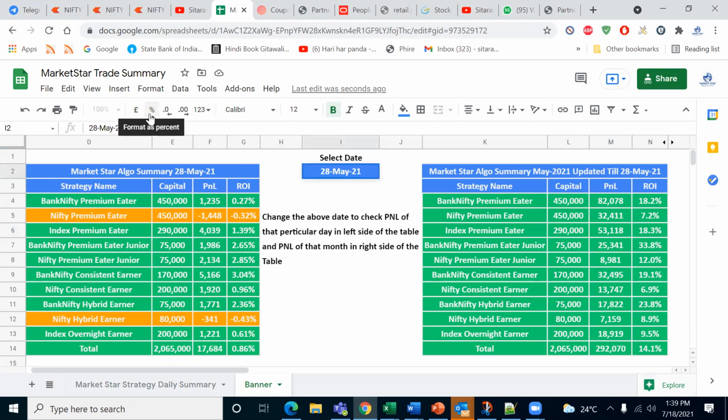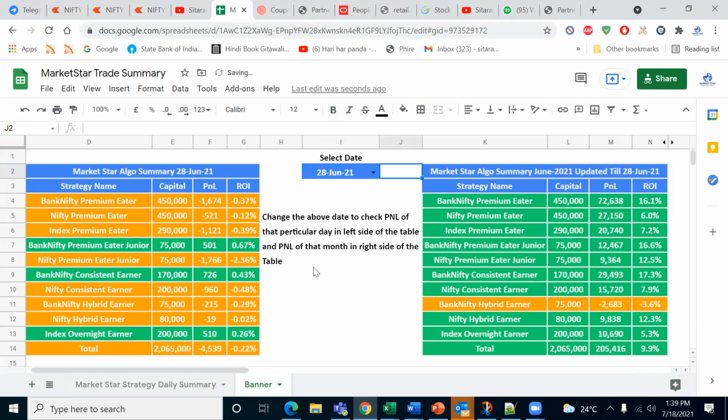Okay, and in the month of June, June was a little bit average because a lot of premiums became very less, and we saw many spikes. But still the strategy has performed well to produce 7.2% of profit, which is 20,740 rupees.